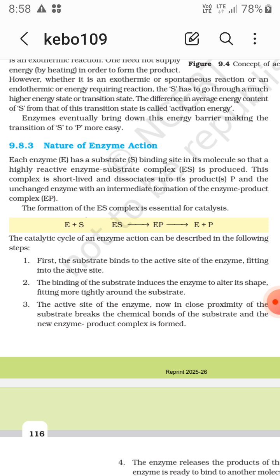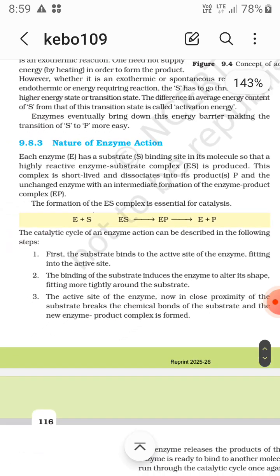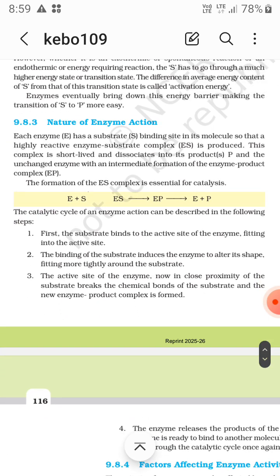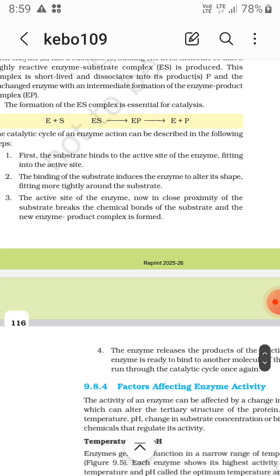So first the enzyme plus substrate get closer and form the enzyme substrate complex. It is short-lived, it is the transition state. Then before it gets converted into product, and the product and unchanged enzyme are released, there is another stage, that is EP, the enzyme product complex. Okay, so this is what is written in here. The catalytic cycle of an enzyme action can be described in the following steps. Now this is important.